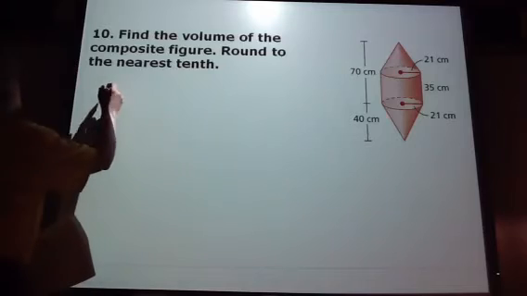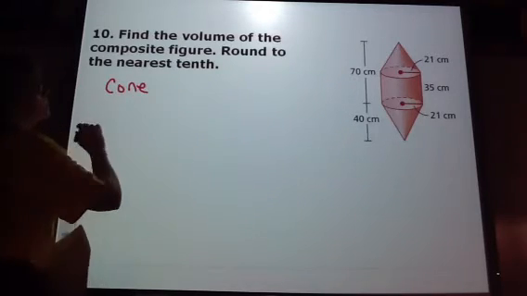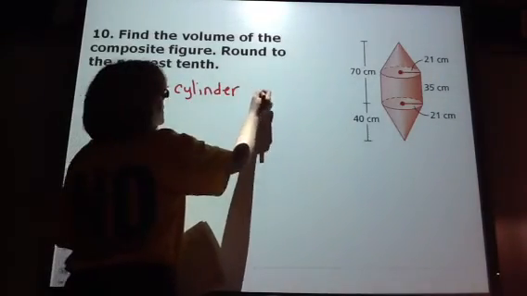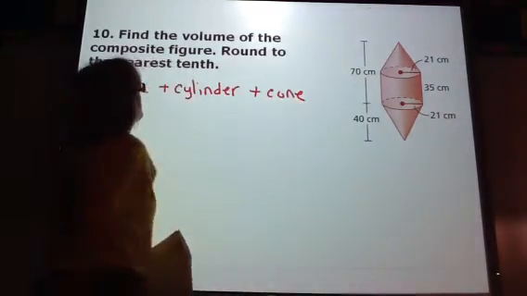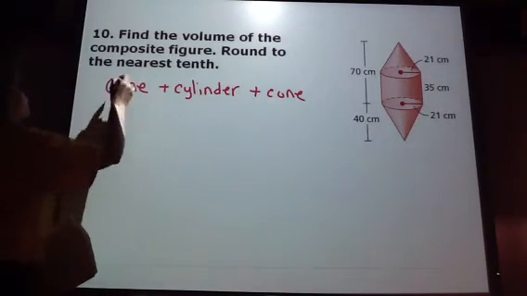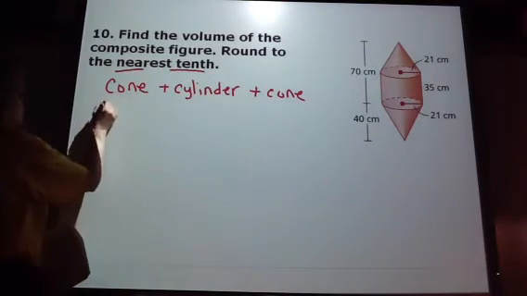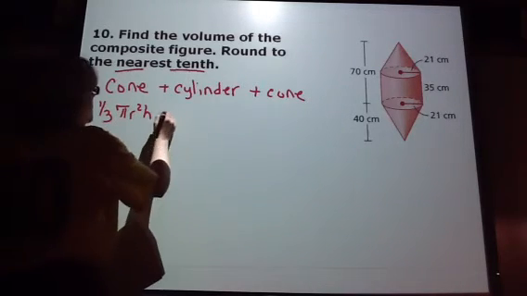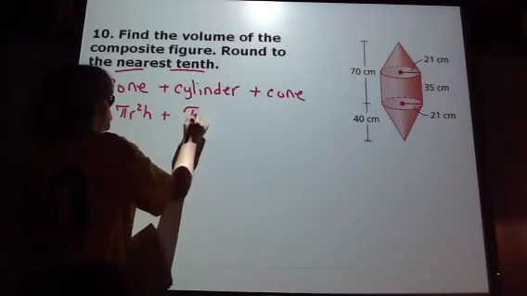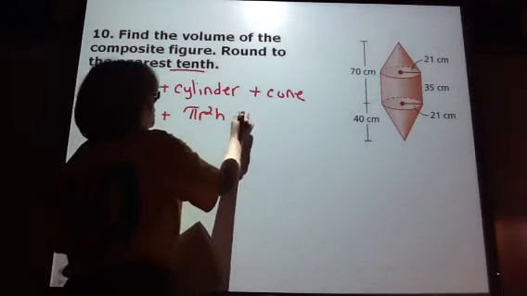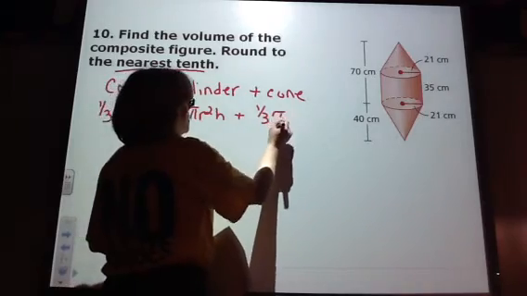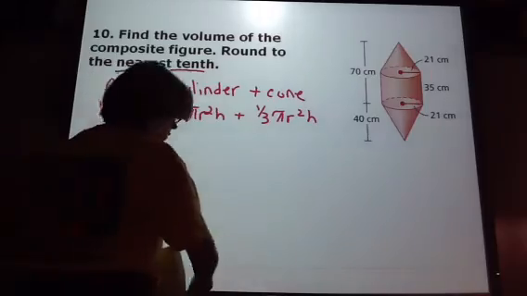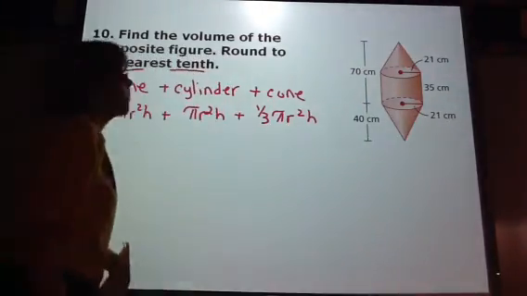Okay, so we have a cone, and we have a cylinder, and we have a cone. And we need to find the volume of all these, rounded to the nearest tenth. For a cone, it's 1/3 pi r squared times height. For a cylinder, it's the area of your base times the height. And then for a cone, it's 1/3 pi r squared times height. All right, so let's look at the cone right here on top.